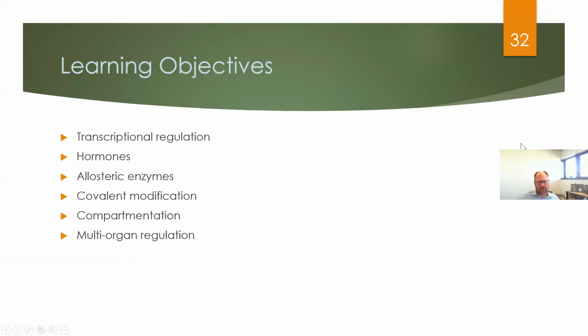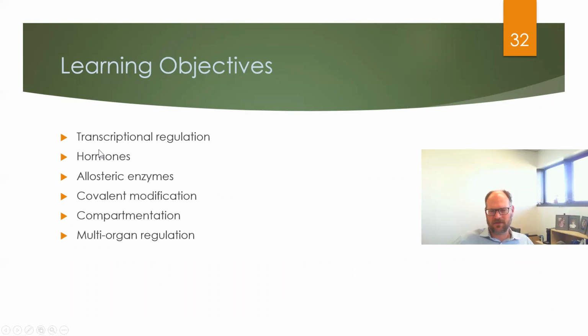So today we discussed a variety of different forms of metabolic regulation. We talked about transcriptional regulation affecting long-term energy balancing, and hormones, how they can interact and coordinate multi-organ metabolism activities. We talked about how those hormones can act through covalent modifications. We also talked about how allosteric activators can turn on and turn off enzymes. We talked about the role that compartmentalization and multi-organ regulation can play in the control of metabolic flux.